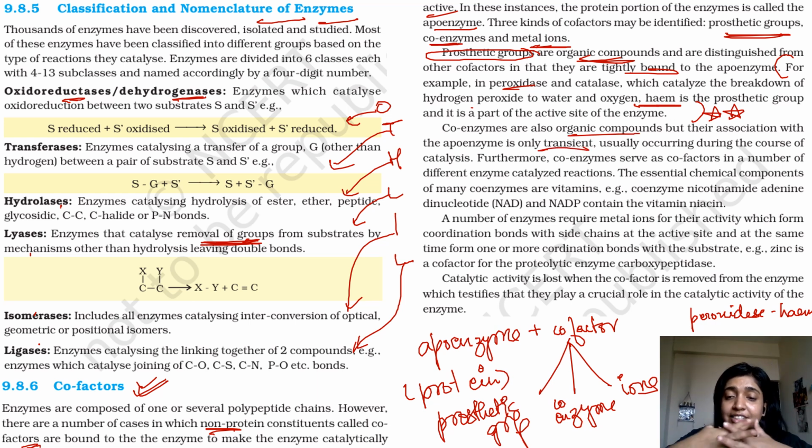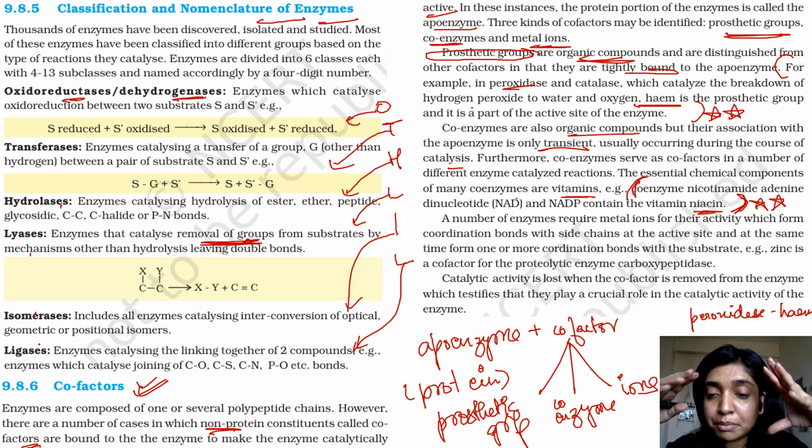Coenzymes are also organic compounds, but their association is only transient. That means they're not as strongly attached to the protein part as the prosthetic group is, usually occurring during the course of catalysis. Furthermore, coenzymes serve as cofactors in a number of different enzyme catalyzed reactions. The essential chemical components of many coenzymes are vitamins. For example, coenzyme NAD and NADP contain the vitamin niacin. Again, this has come in exam.